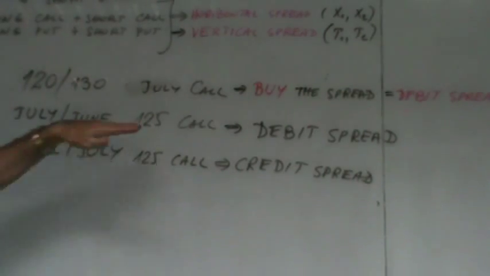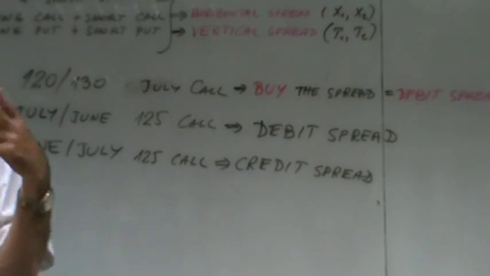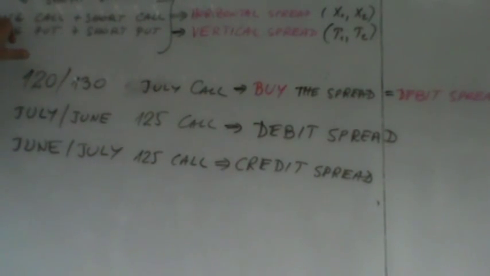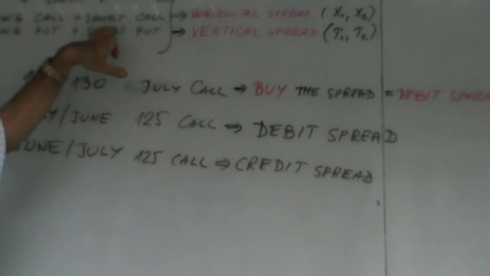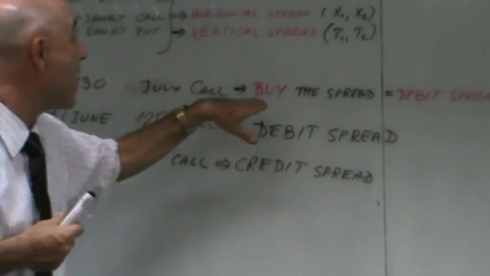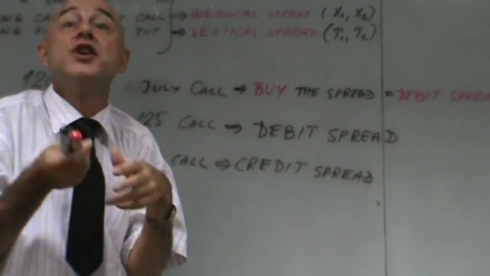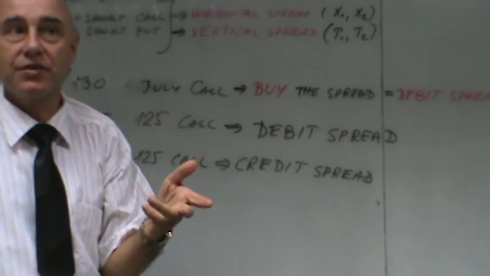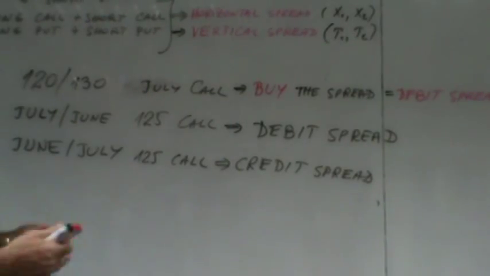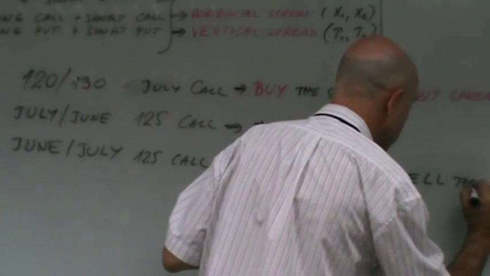In other words, in this we say you're long the spread, and in this you say you're short the spread, but we don't use long and short, because every spread always has one long and always has one short. So you can't say I'm long the spread. You say I buy the spread, or it's a debit spread. Long is meaningless because you always have a long and always have a short. So you say you buy the spread or you sell the spread. So credit spread means sell the spread.